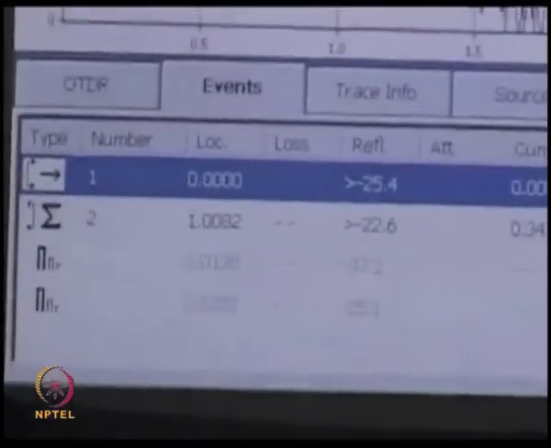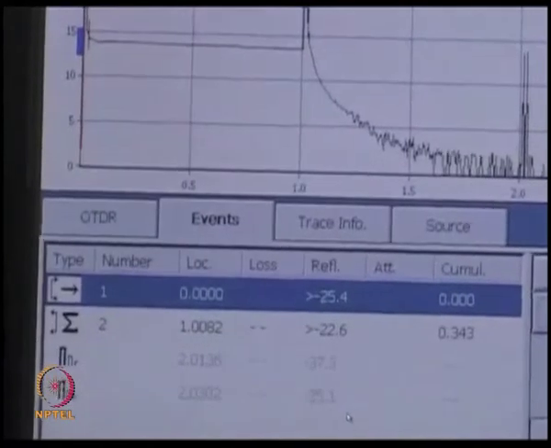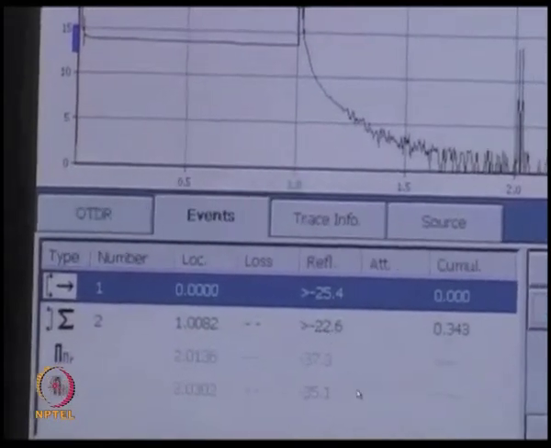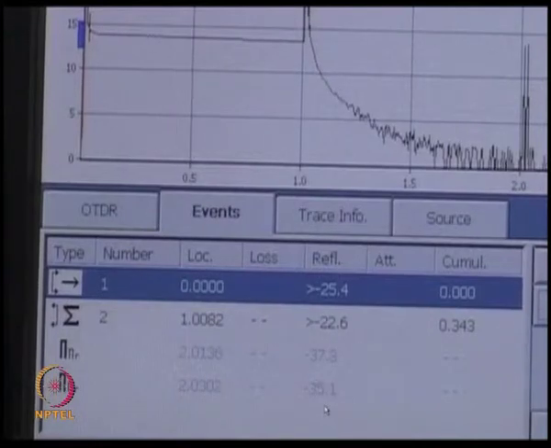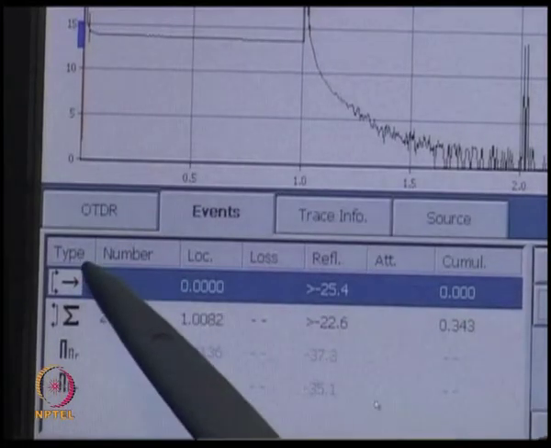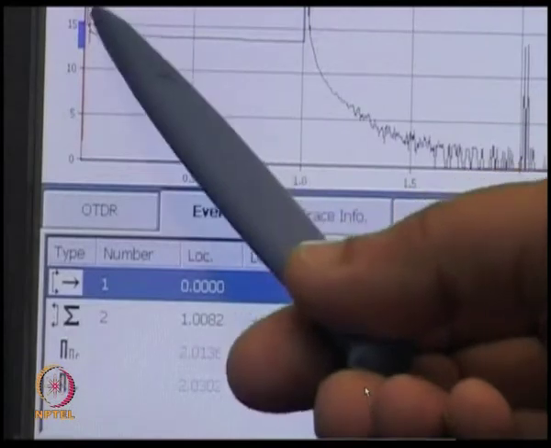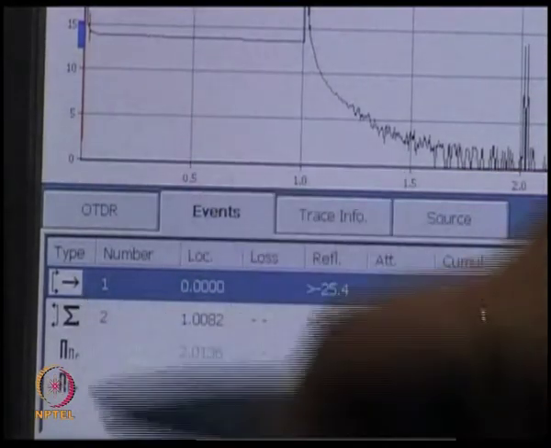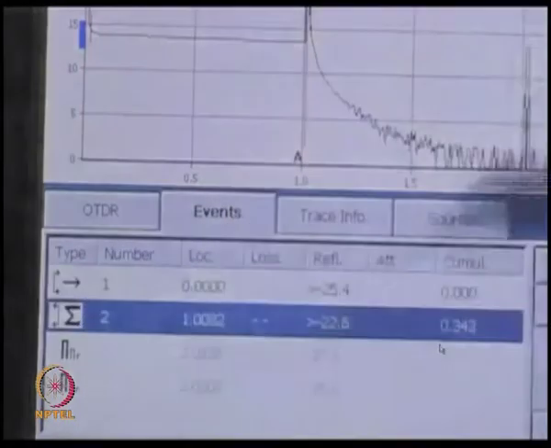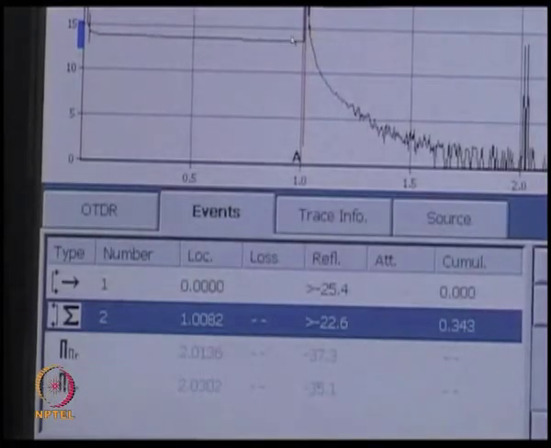We can again see the analysis. These are the reflections which you are seeing from different locations. And that is the loss you see here, 0.343 dB, which is over a distance of this 1 kilometer.